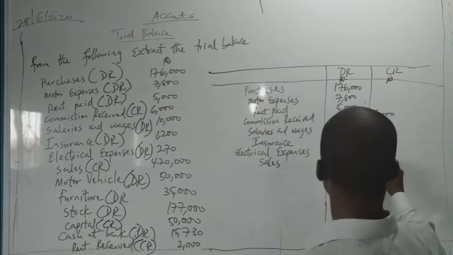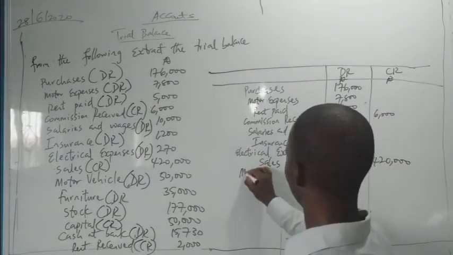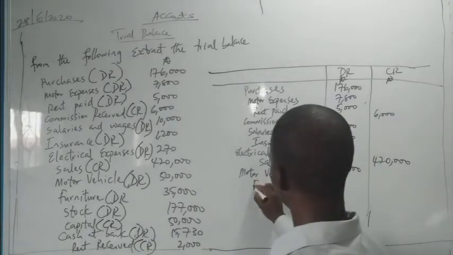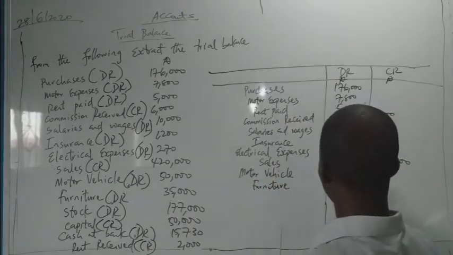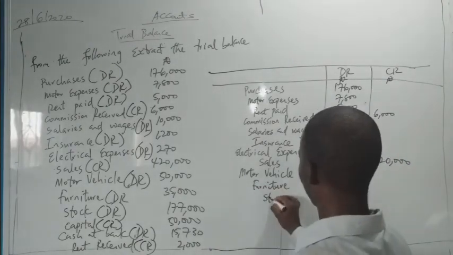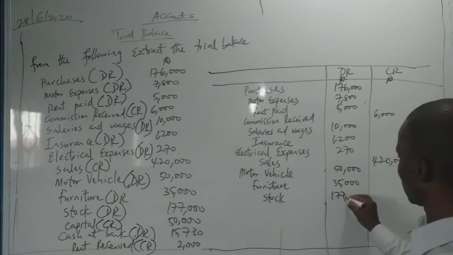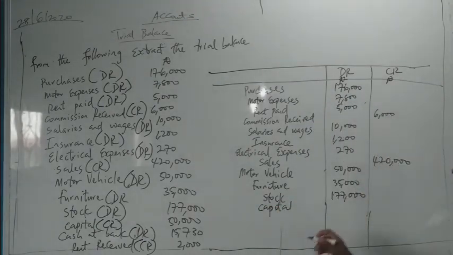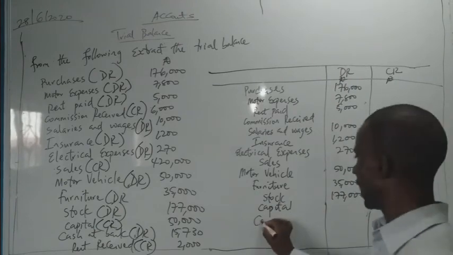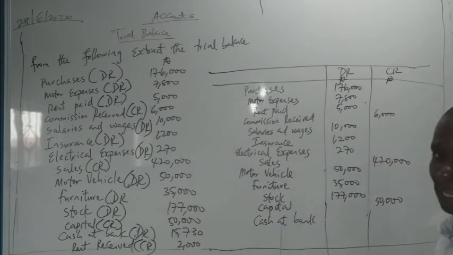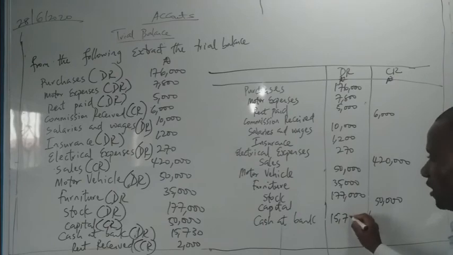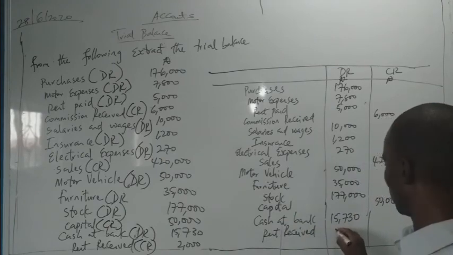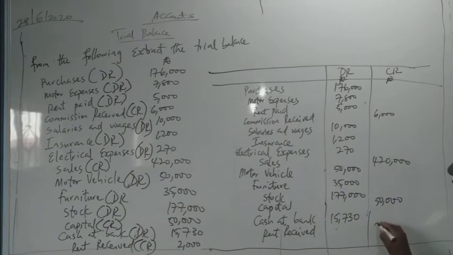Sales, that is an income, credit, 420,000. Motor vehicle, this is an asset, 50,000. Furniture, fixed asset, 35,000. Stock, current asset, 177,000 on the debit. Capital, which is the liability owed by the business to the owners, credit, 50,000. Cash at bank, that is the cash the business has with the bank, debit, 15,730. Rent received is an income. It will come under here.